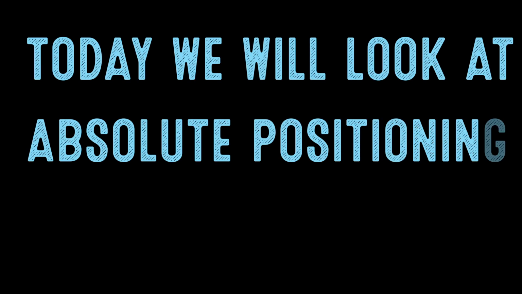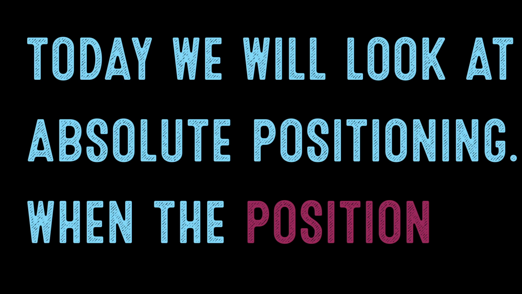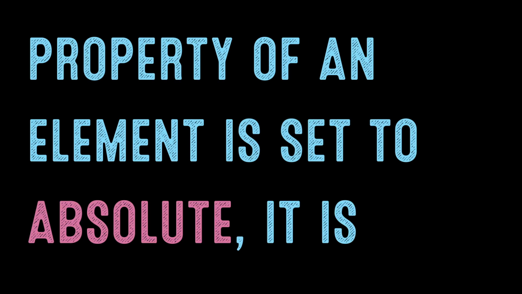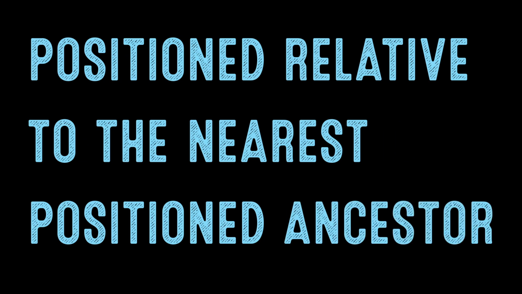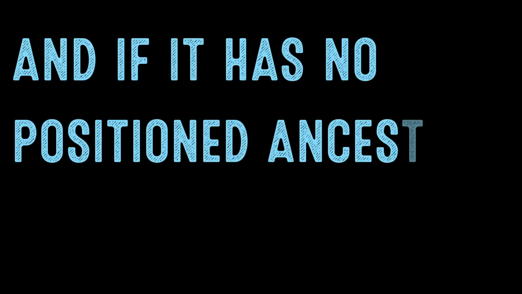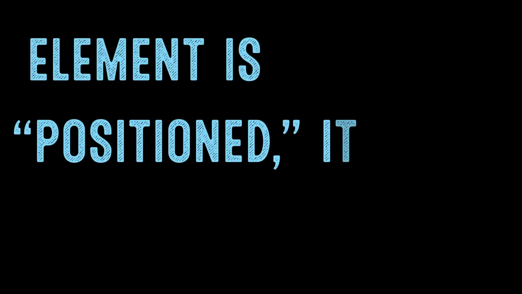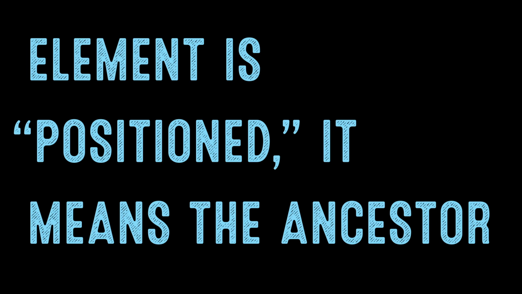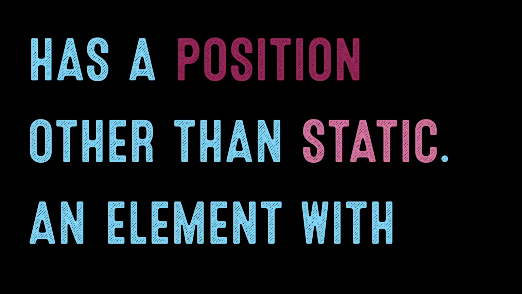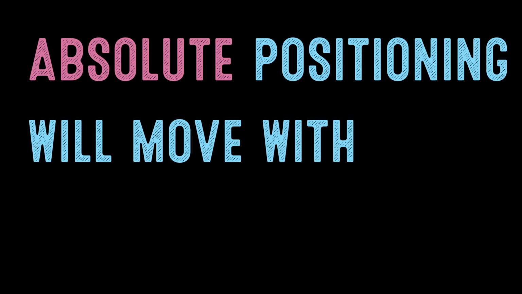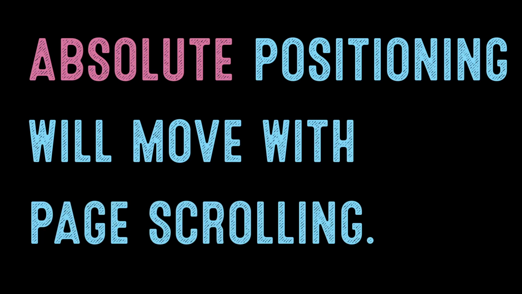Today we will look at absolute positioning. When the position property of an element is set to absolute, it is positioned relative to the nearest position ancestor, and if it has no position ancestors, it will position relative to the document body. When an ancestor element is positioned, it means the ancestor has a position other than static. An element with absolute positioning will move with page scrolling.